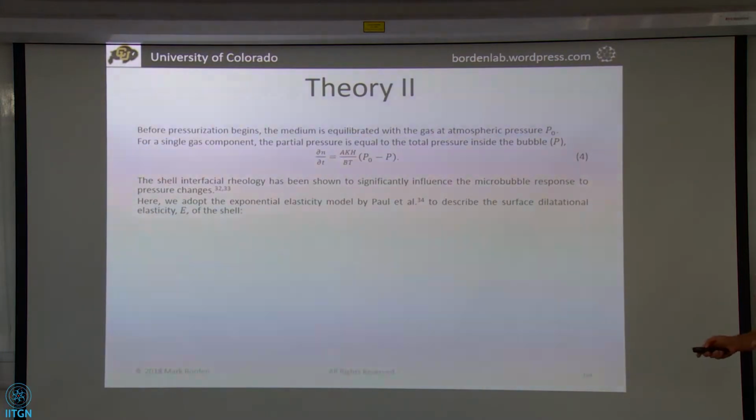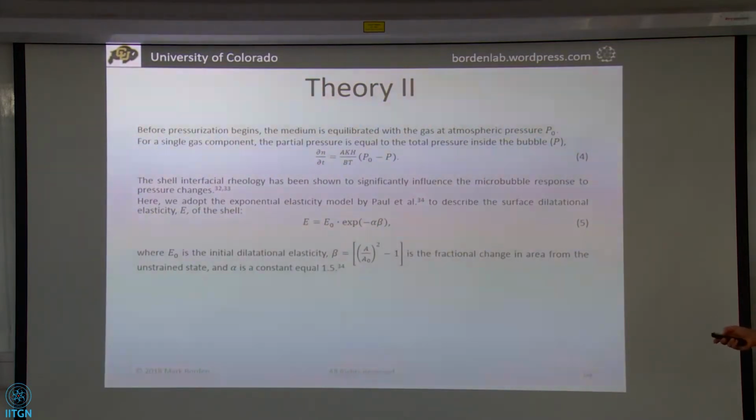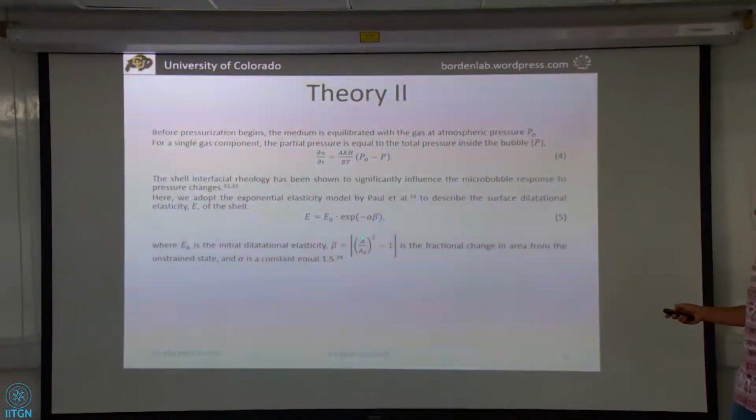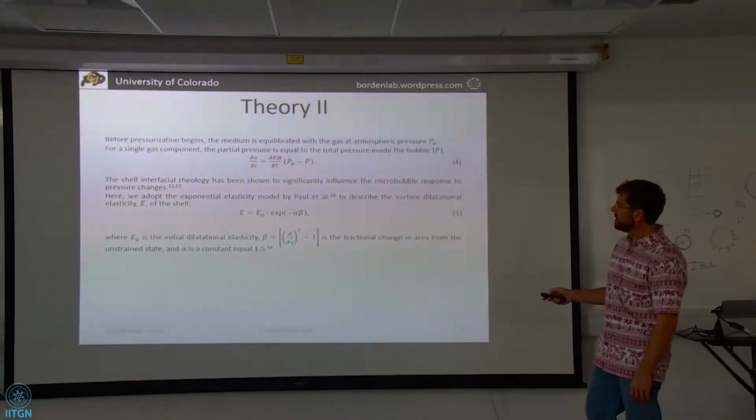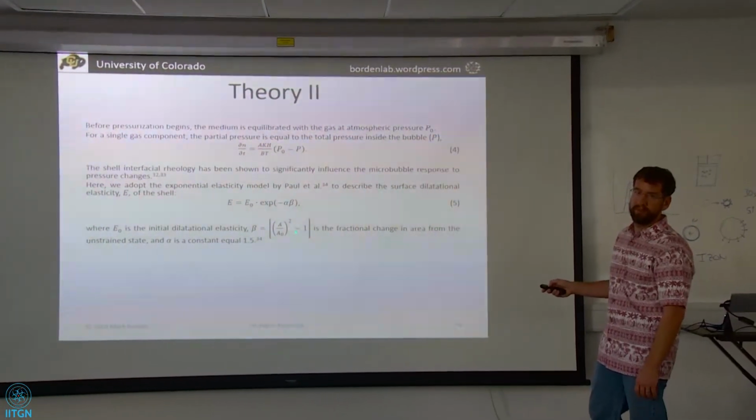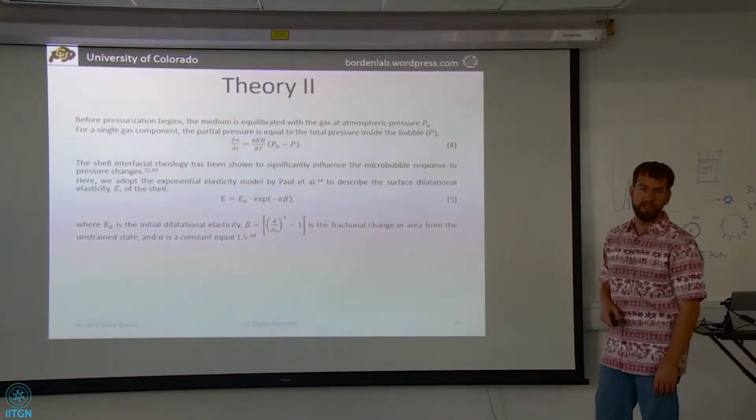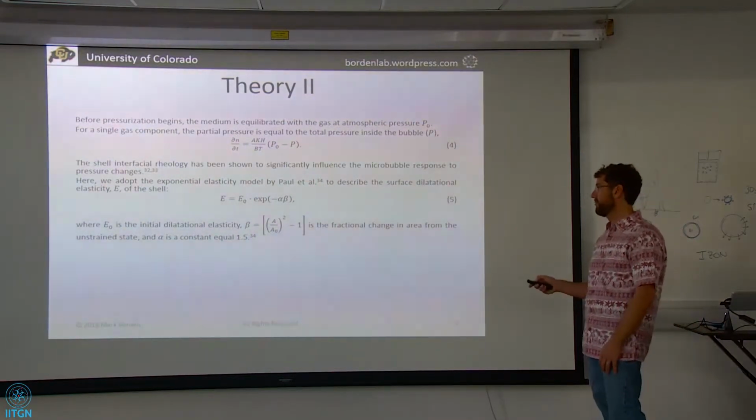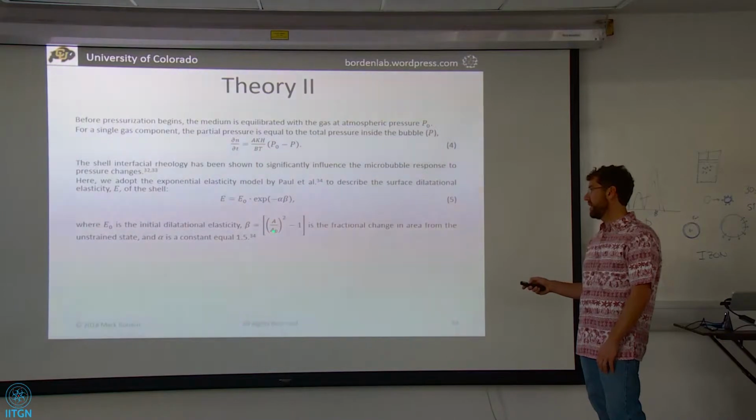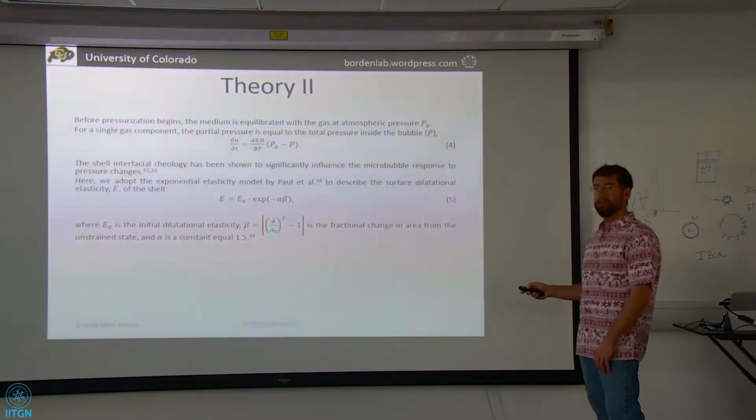Elasticity is capital E of the shell. So E is an exponential function. It's E naught, the initial elasticity, times exponential of negative alpha beta. And that's as simple of a constitutive equation as you can get. It's exponential, but we just throw in an alpha and beta. What is beta? Beta is like a normalized area compared to the initial area. So it's how much the area has changed from the initial state, normalized by the initial area. So it's A, the bubble surface area, over A naught, the initial bubble surface area, quantity squared, which just winds up being R over R naught squared.